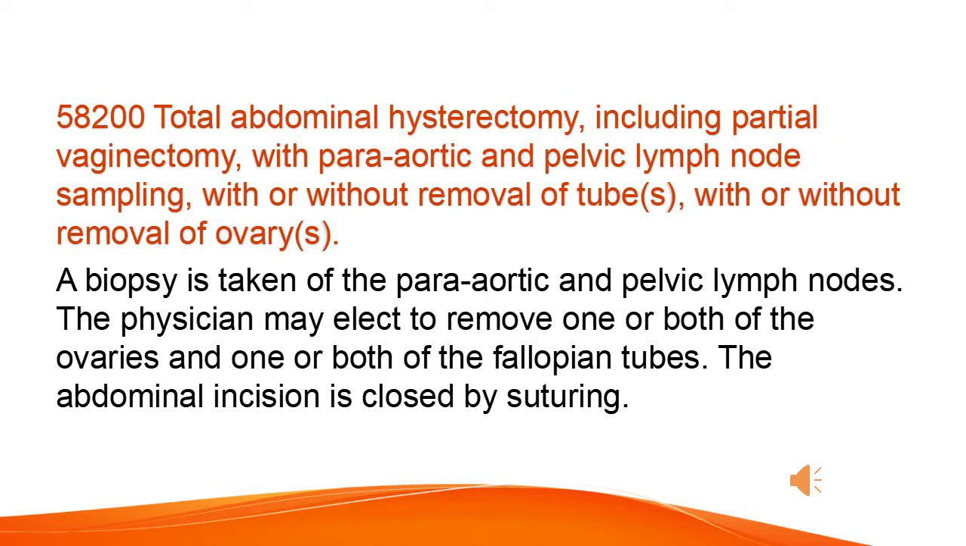Total abdominal hysterectomy, including partial vaginectomy, with para-aortic and pelvic lymph node sampling, with or without removal of tube(s), with or without removal of ovary(s). A biopsy is taken of the para-aortic and pelvic lymph nodes. The physician may elect to remove one or both of the ovaries and one or both of the fallopian tubes. The abdominal incision is closed by suturing.